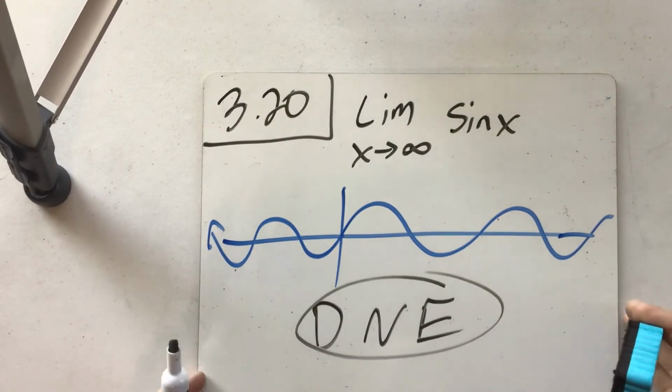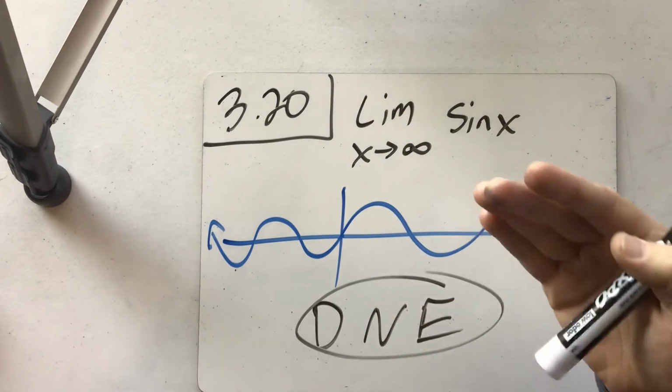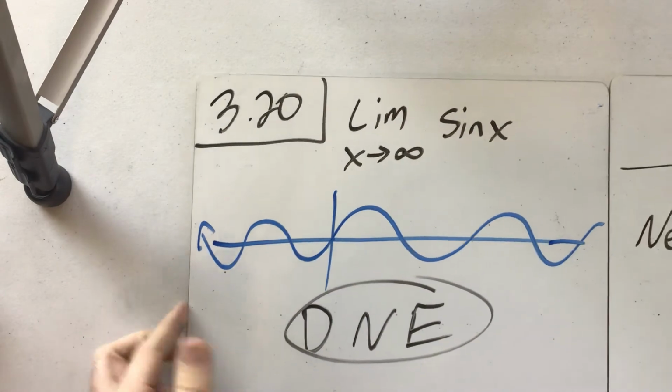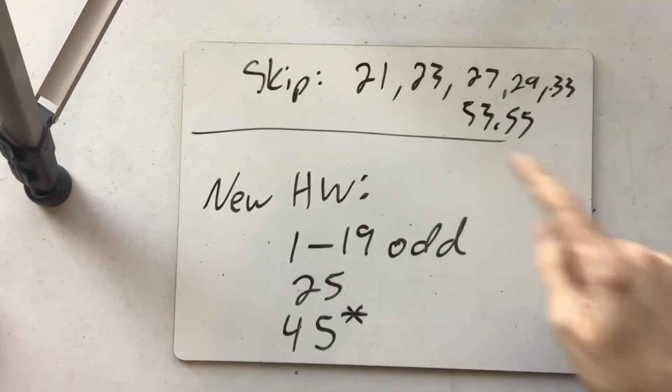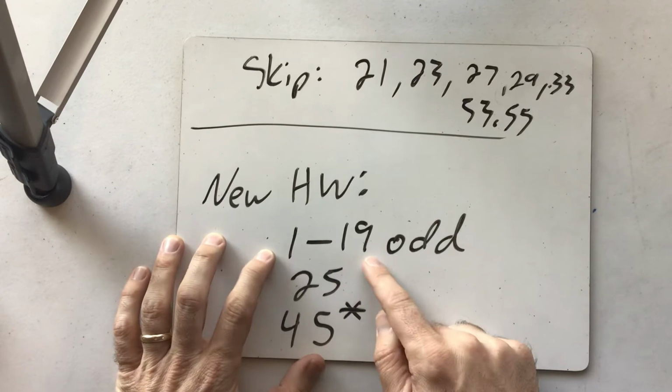As we go through exercises 3.19 and 3.20, I don't want to focus on those, so I'm going to make a few modifications to the homework. We're still going to have some other problems, and we're going to have one more video for you to watch. But before we do that, let me just tell you what the homework is. We're going to skip these problems because they're close to things like 3.19 or 3.20. So our new homework, just do 1 to 19 odd.